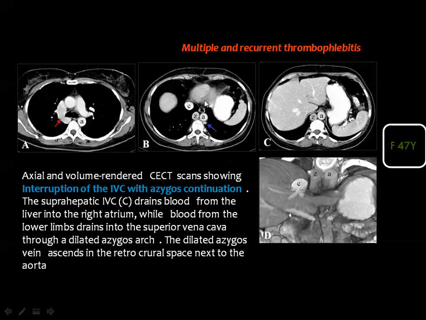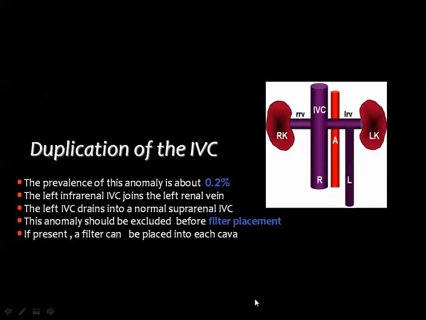And the upper part of the superior vena cava is present, and it drains the blood from the liver to the right atrium directly. And this azygos vein acts as a continuation of the IVC, and you can see the markedly dilated azygos vein going to the superior vena cava.